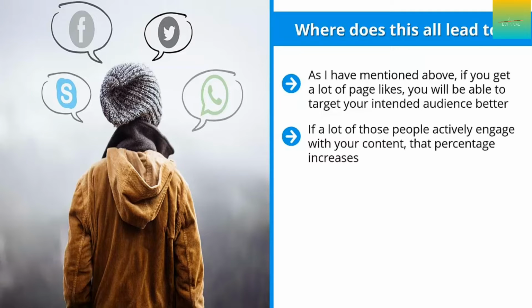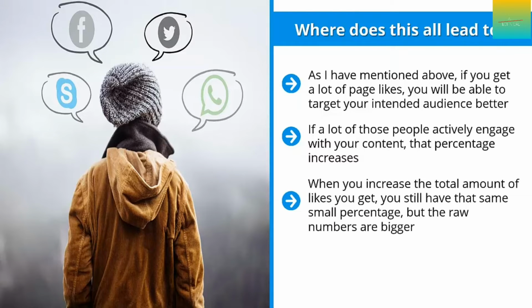If a lot of those people actively engage with your content, that percentage increases, but you're still dealing with the reality that your content will only reach a fairly small percentage of the people who have expressed interest in your content. When you increase the total amount of likes you get, you still have that same small percentage, but the raw numbers are bigger. Believe me, 10% of 100 is definitely going to be smaller than 10% of 100,000. Which position would you rather be in? This is why it's always a good idea to build up your page likes.